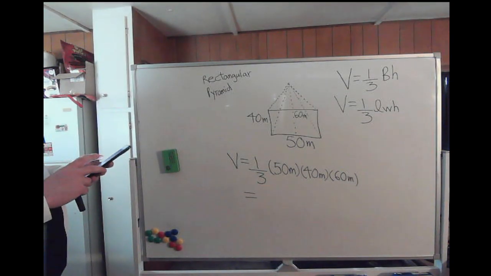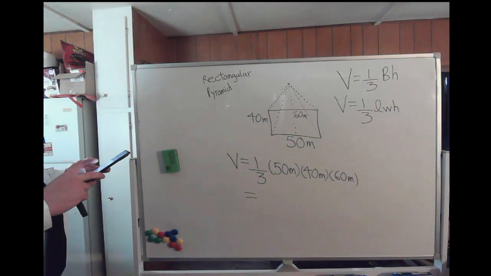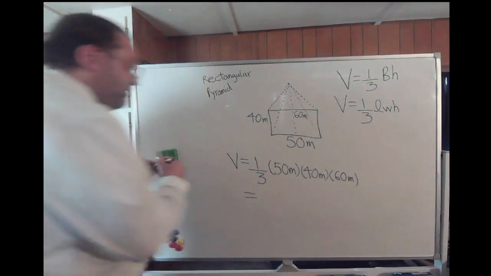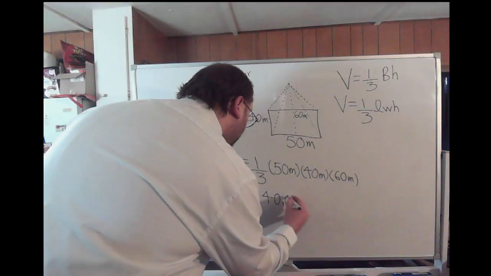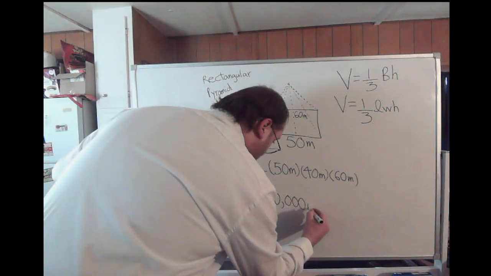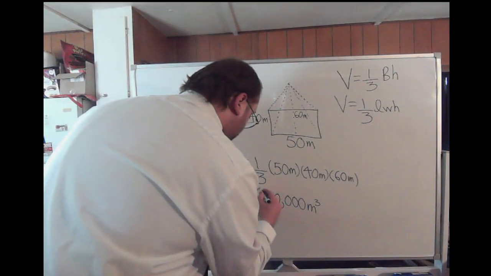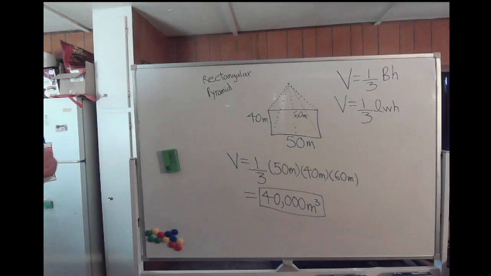So let's go ahead and do this again here. We got 1 divided by 3. That's all times 50 times 40 times 60. At which point you get 40,000. You would have 40,000 meters times meters times meters. Well, that's meters to the third power, cubic meters. So the volume of this rectangular pyramid is 40,000 cubic meters.